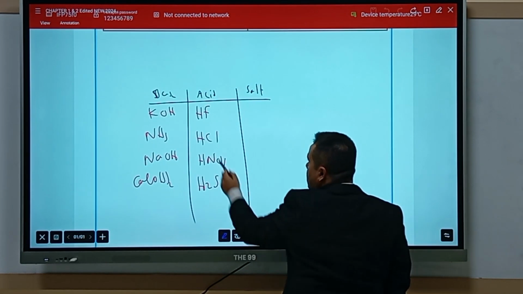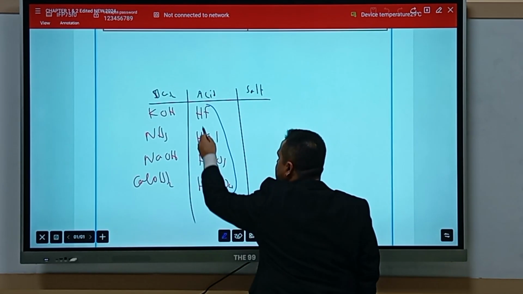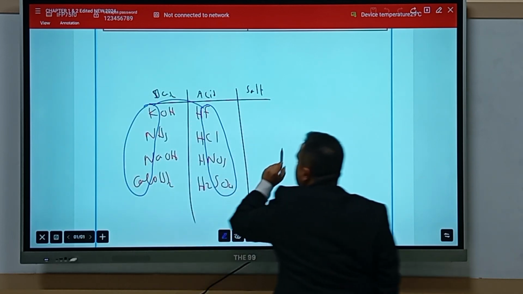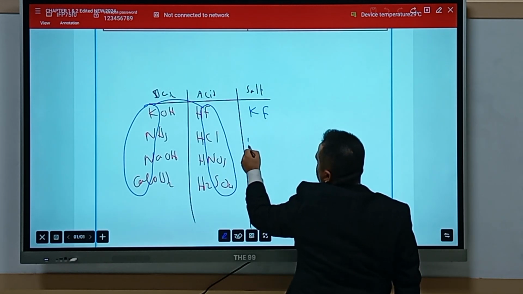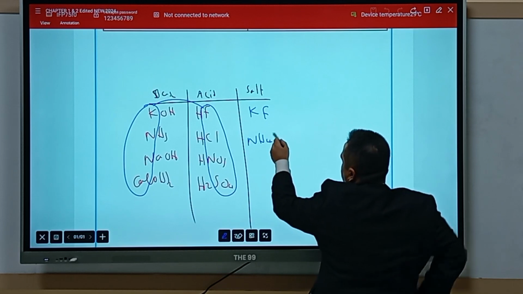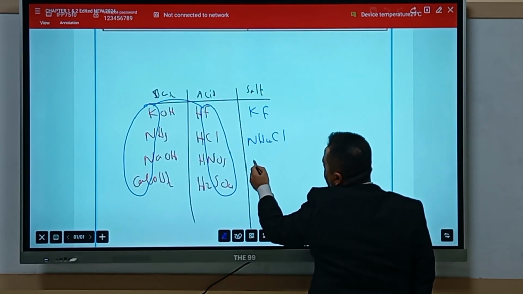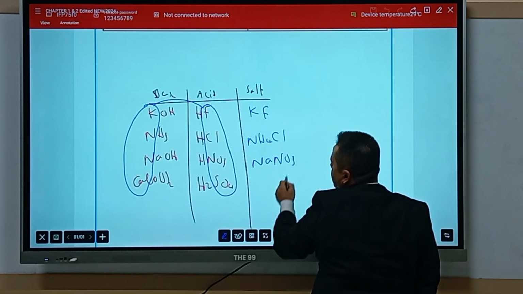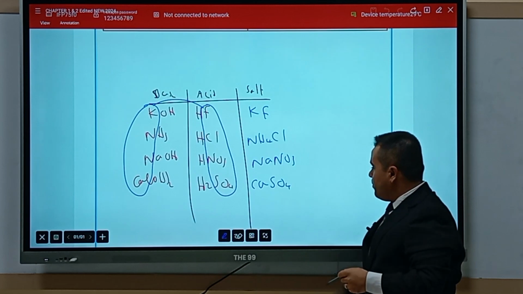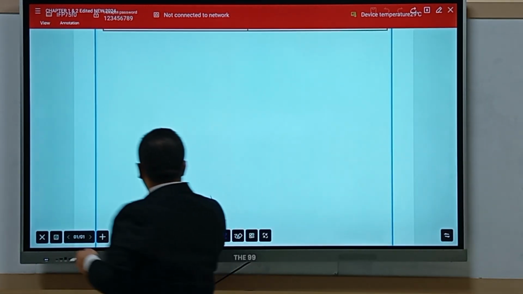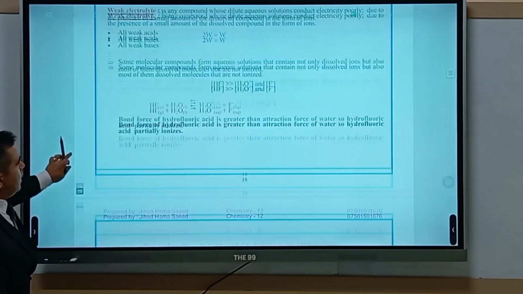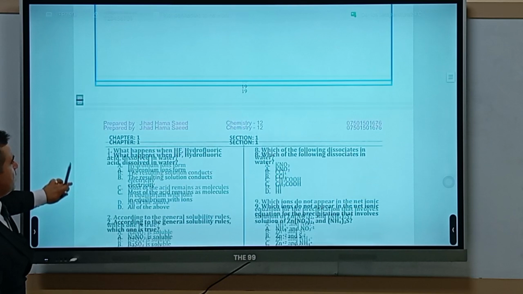How to form the salts? The anion of the acid combines with the cation of the base. So KF, NH4Cl, since NH3 becomes NH4 in aqueous solution, NaNO3, CaSO4. These are all the salts. That was about the salts and all the other compounds in our book.